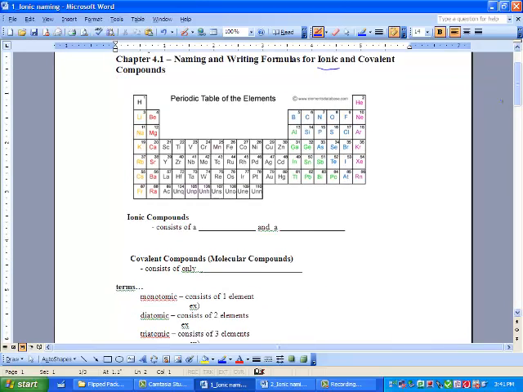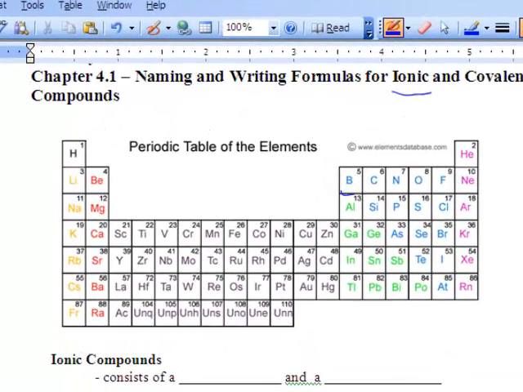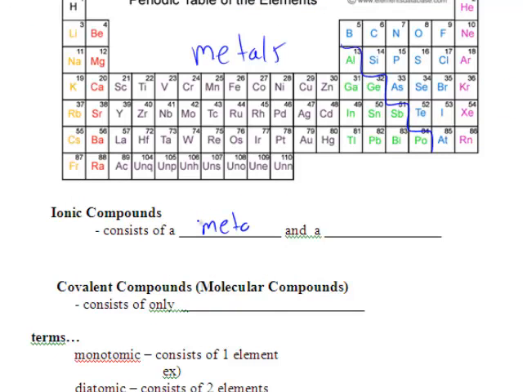So first of all, we have our periodic table of elements. We break it down into our metals and our non-metals. Metals are going to be on this side, and our non-metals are over here. An ionic compound consists of a metal and a nonmetal, whereas a covalent compound consists only of nonmetals that are bonded together.